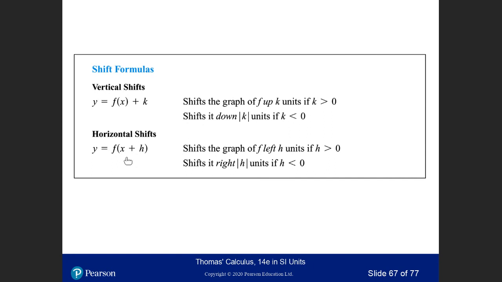For instance, consider f of 0. Now when x is 0, you get f of 0. But if h is positive, x should be minus h to get 0. So that's a shift to the left. When h is negative, then x must be equal to h. So that's a shift to the right.